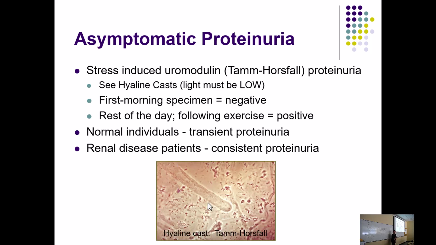Asymptomatic proteinuria, stress-induced uromodulin. We'll talk more about this uromodulin when we talk about the casts, but it actually makes cast formation. So these casts are made of uromodulin, which is a protein. Think of it like Jell-O, right? Clear gelatin, not like the red Jell-O, but like clear gelatin that you can get. When it solidifies, that's kind of what we're dealing with here. It's the protein uromodulin that makes these casts.